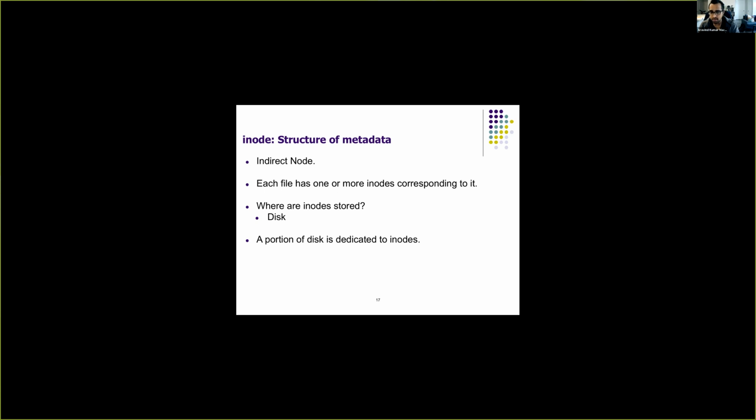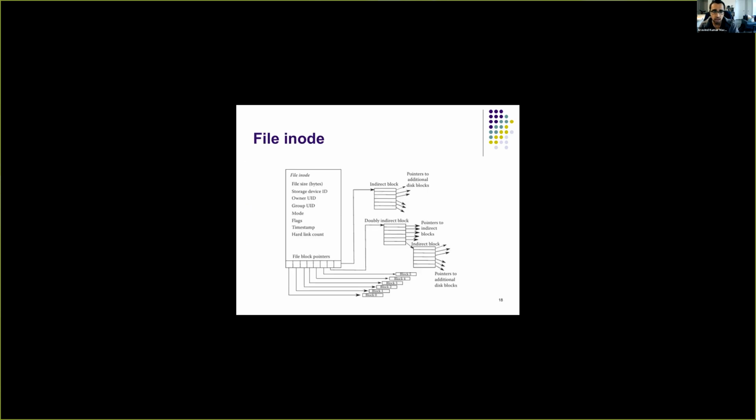Usually a portion of the disk is dedicated to inodes, so that we know exactly where to go in order to list the files or in order to get the files. A typical structure of a file inode is as shown on the slide.